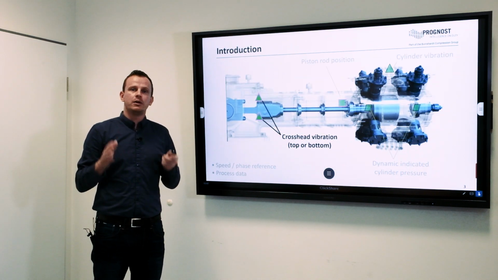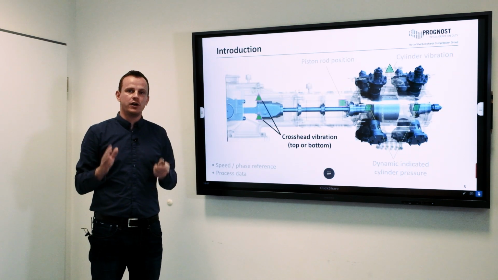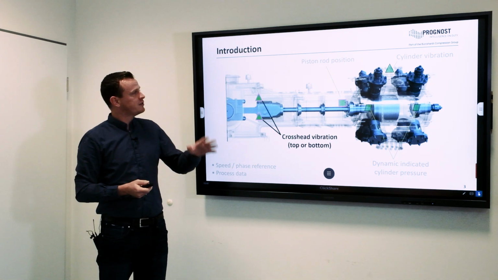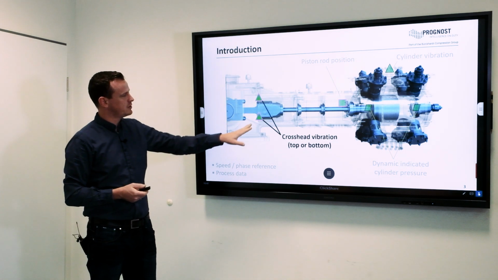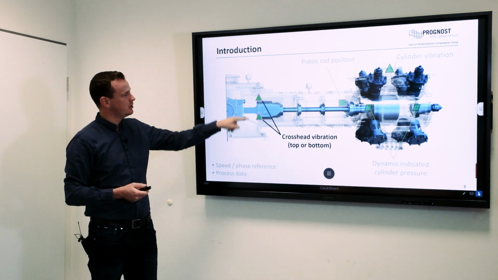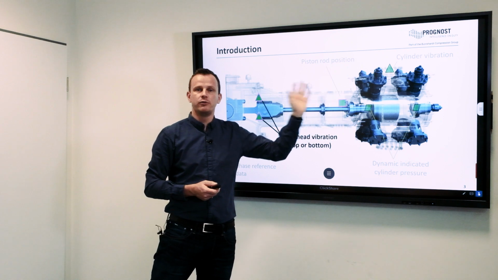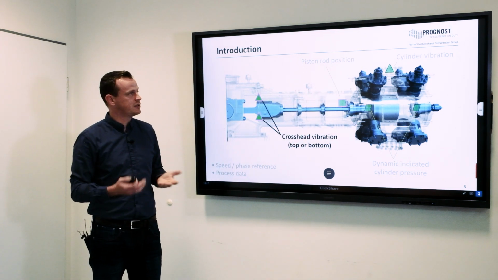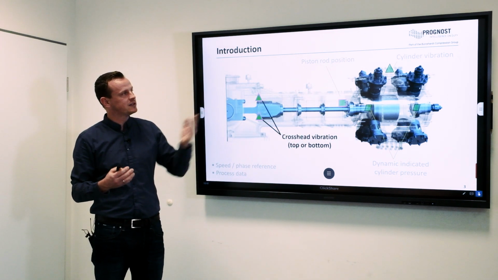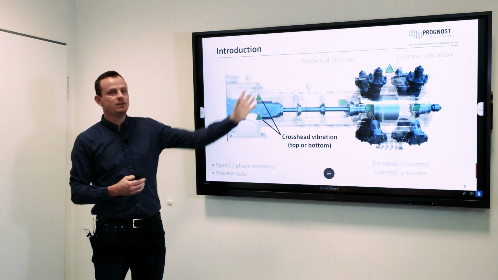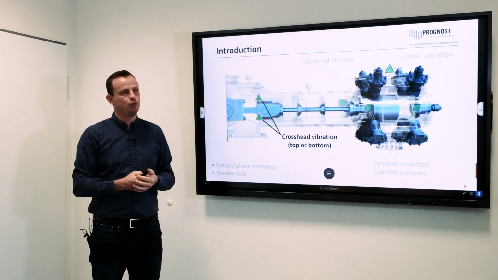We are monitoring a piston compressor with different vibration probes, with pressure probes, with proximity probes. For our session today we will focus mainly on the crosshead vibration probe, which is installed here on the top or on the bottom. The other probes are important as well for the monitoring of such a compressor, like the piston rod proximity probe, the cylinder vibration probe, or the dynamic pressure probes, but these grayed out probes are not so important for today.